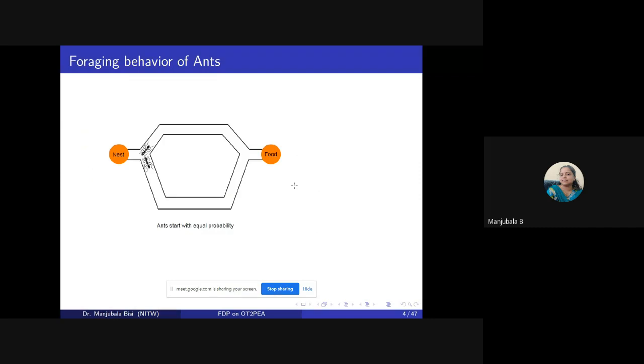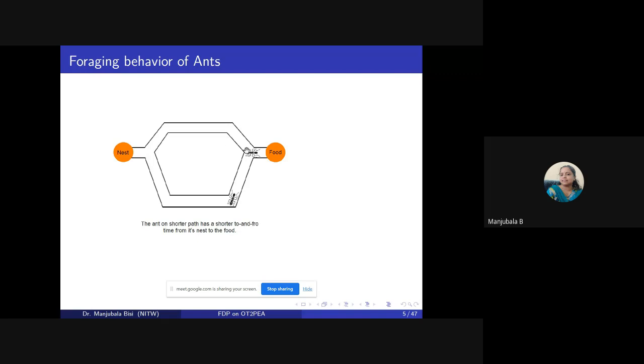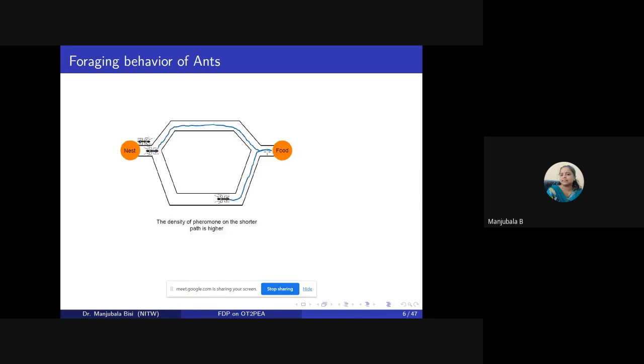This is how the foraging behavior of ants is represented here. Suppose this is the nest and this is the food source. Two ants start with equal probability. Assume this is the shorter path, so the first ant reaches the food source fast. That ant returns back to the nest and deposits some pheromone on that path. Now, on this path the pheromone strength is more, and here nothing is there. So the third ant will move along this path.